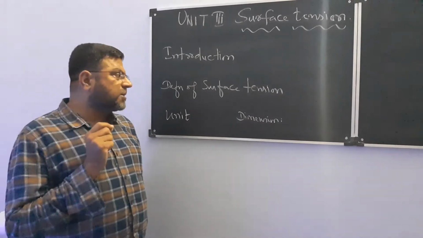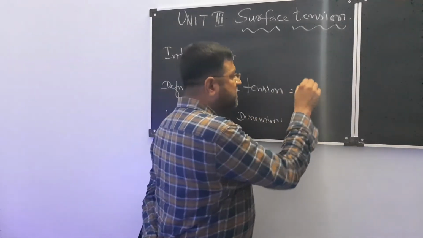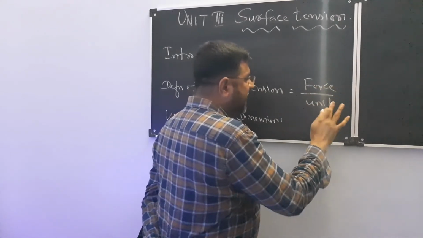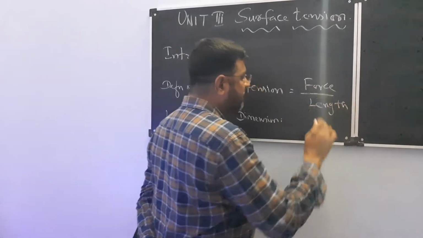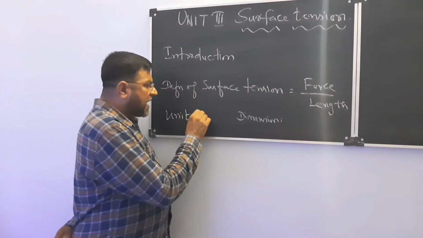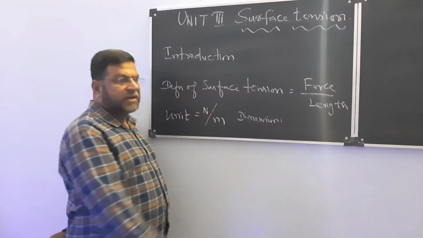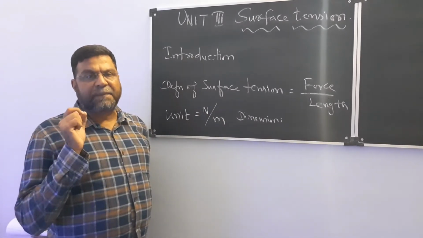In short, we can remember surface tension as force per unit length. You can remember surface tension is equal to force by length. The unit of force is measured in Newton, length is measured in meter. Therefore, the unit of surface tension is Newton per meter.